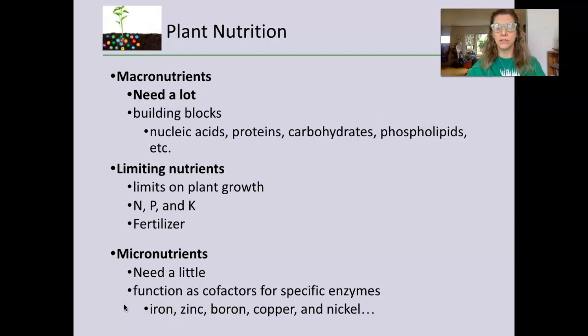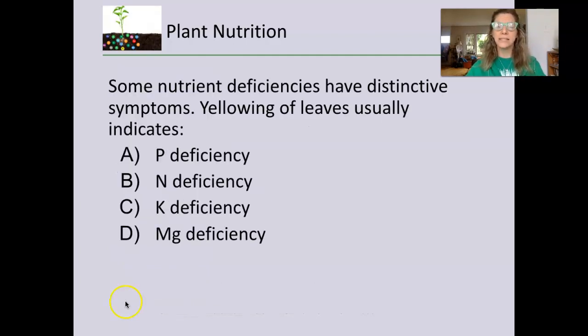found in fertilizer. Micronutrients, on the other hand, they need just a tiny bit, but they are major cofactors for specific enzymes. And remember, we talked about coenzymes and cofactors when we talked about cell biology. And so these are the same things that you need for your enzymes to work properly. This is why you take vitamins and minerals, or why you need them from food that you eat if you don't take them. So some nutrient deficiencies have distinctive symptoms.